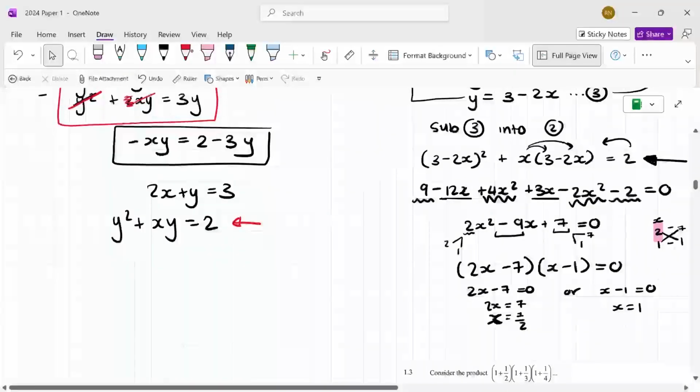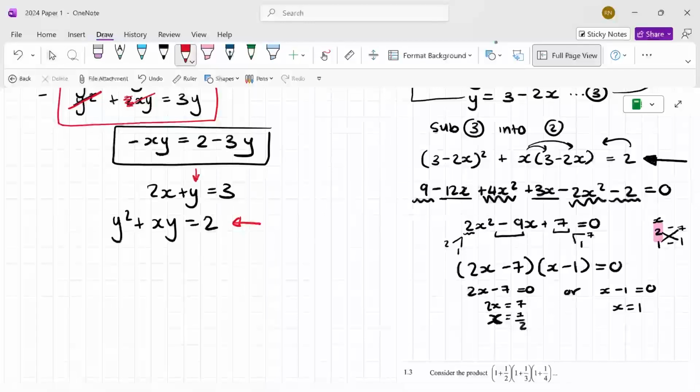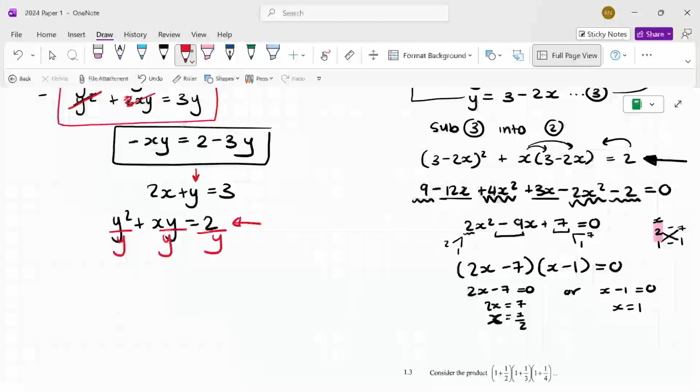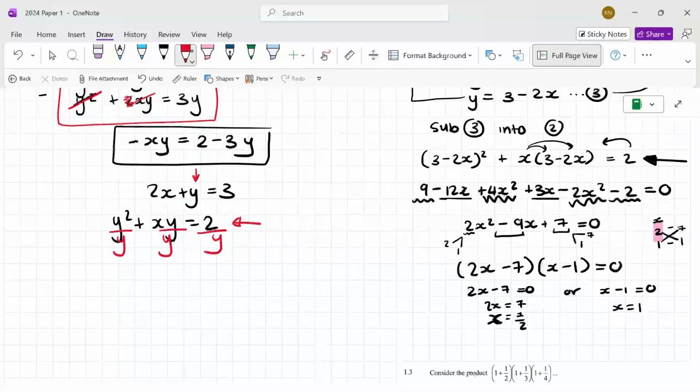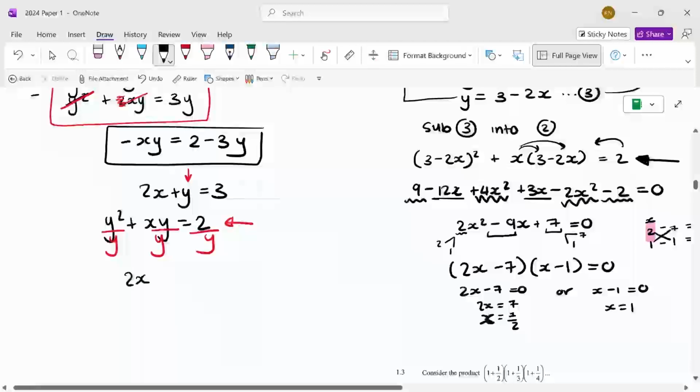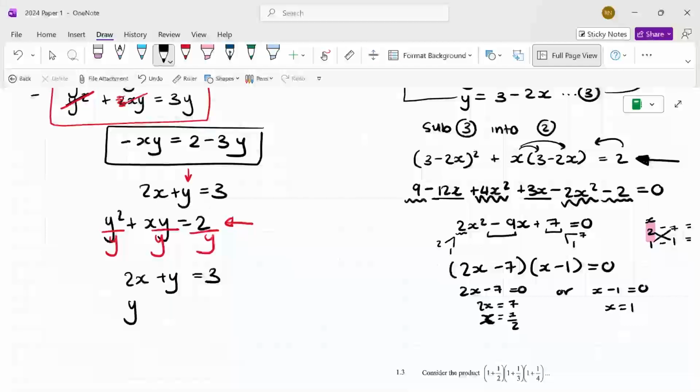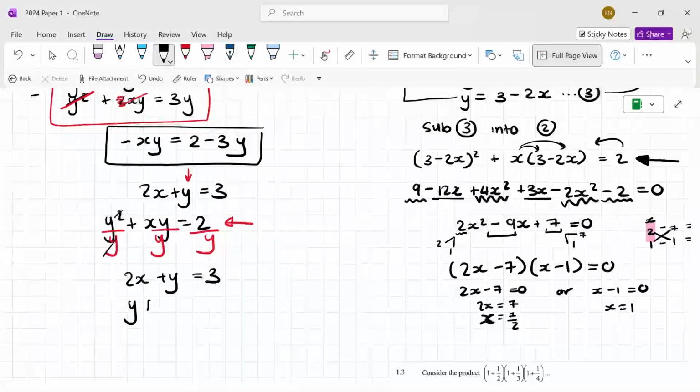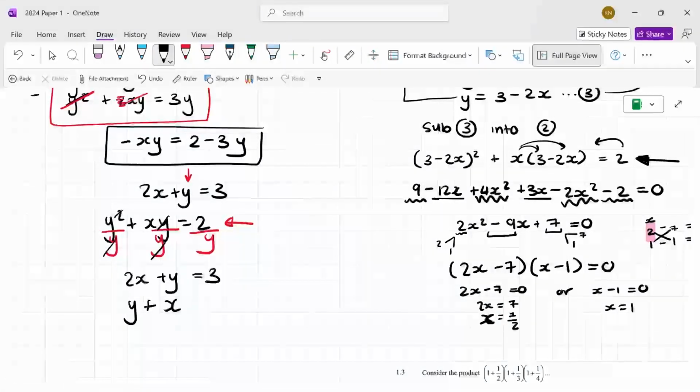Let's just try this one last thing. Let's say I want to get both of them to have just one y. So I can divide through by y for everything, right? But now you have a 2 over y. I don't think it's going to work. So let's see. Here you'll have 2x plus y is equal to 3. And so you'll have here y, because that will cancel out there, plus x, and then is equal to 2 over y.